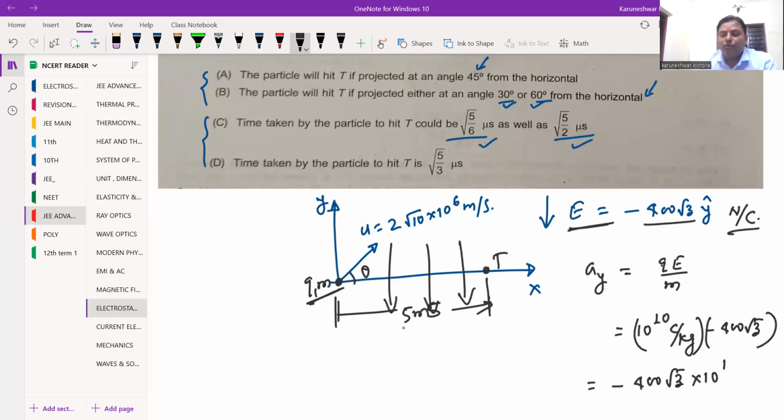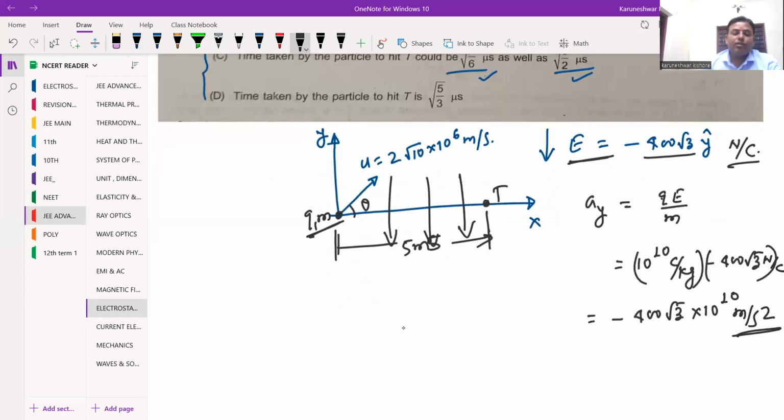Now, after having information regarding the acceleration in the y direction, what we can find out is the range. So the range is given here.